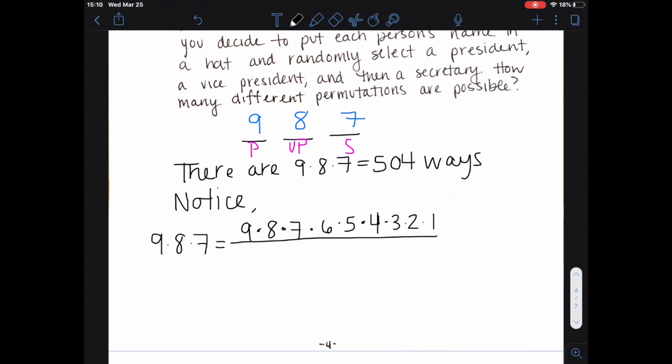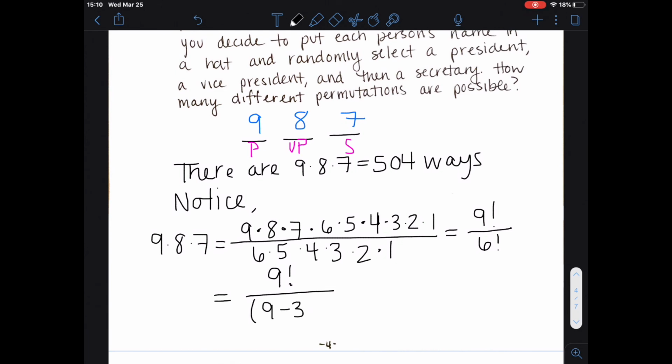But what we do in the numerator, we also have to do in the denominator. So this way, these extra numbers end up canceling out. And the nice thing is, by doing that, in the numerator, I've now got a full factorial. So I've got 9 factorial. In the bottom, 6 times 5 times 4 times 3 times 2 times 1 is 6 factorial. And so the connection we can make is this is 9 factorial. There were 9 people that I could pick from. And in the bottom, the 6 is really 9 minus 3. Okay?